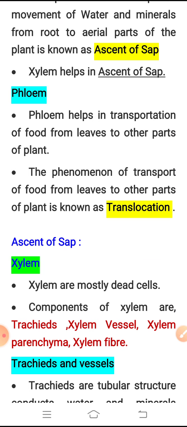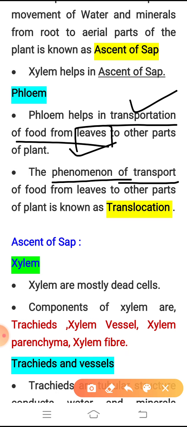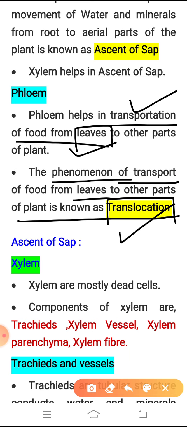Now, what does the phloem do? The phloem helps in the transportation of food. Where is this food prepared? It is prepared in the leaves, right? The phloem helps in the transportation of food from the leaf to different parts of the plant. The process of transportation of food from the leaf to the different parts of the plant is known as translocation.